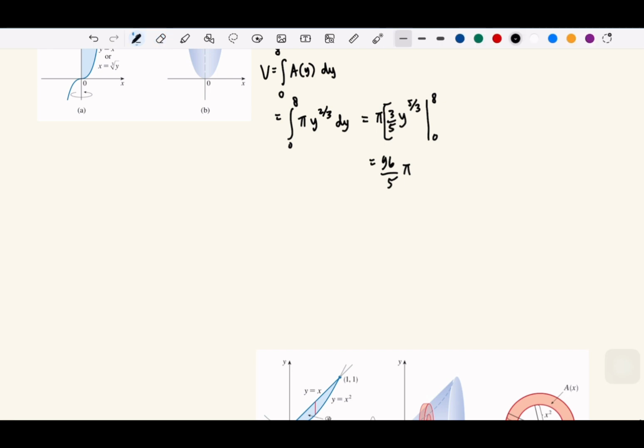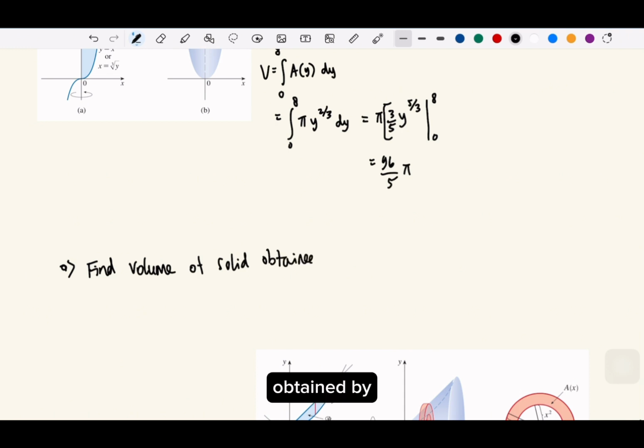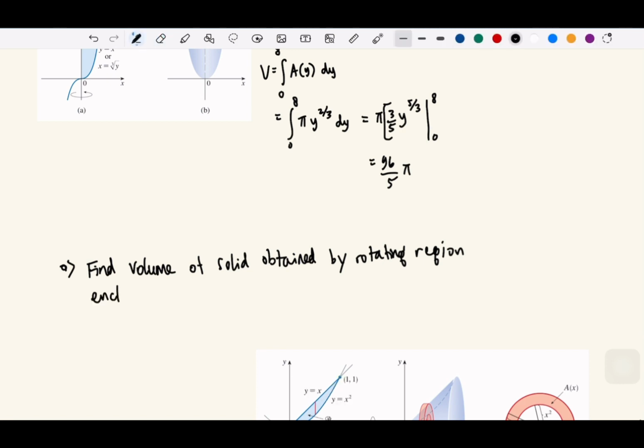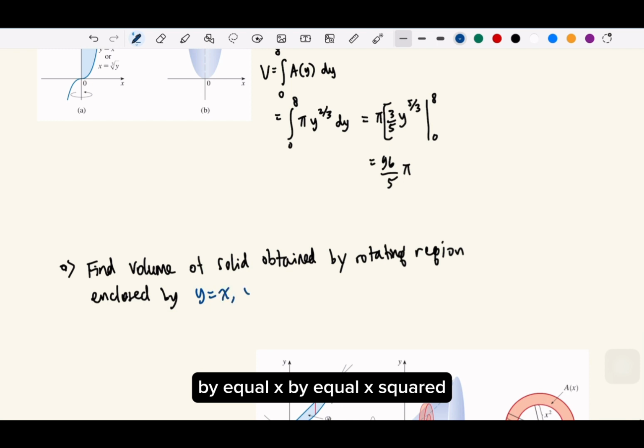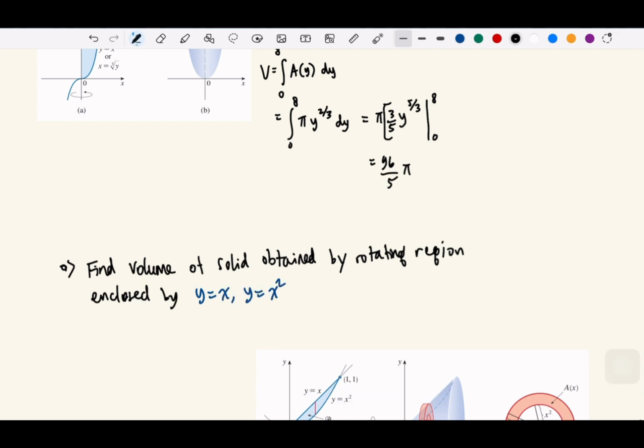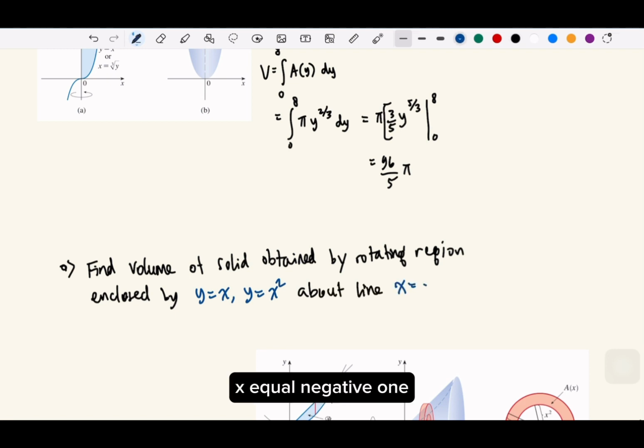So find the volume of the solid obtained by rotating the region enclosed by y equal x squared about the line x equal -1.